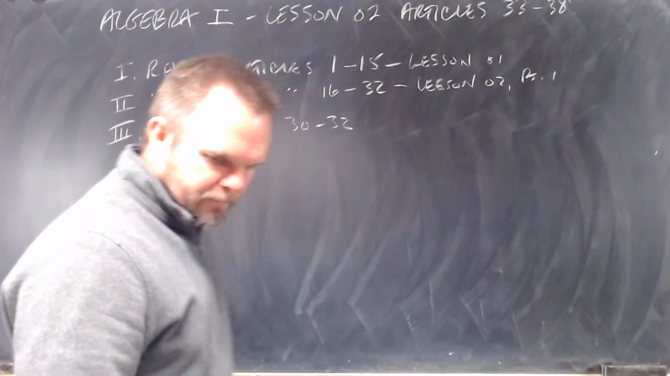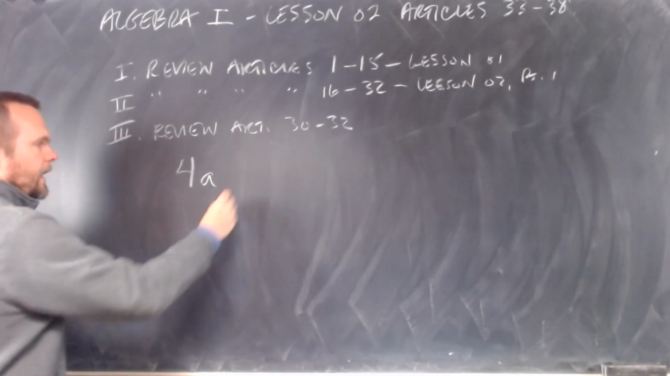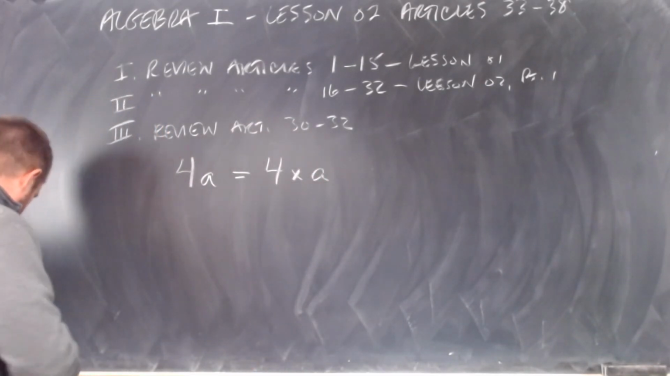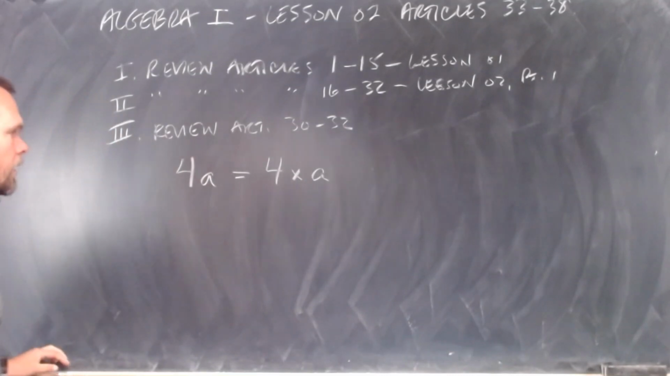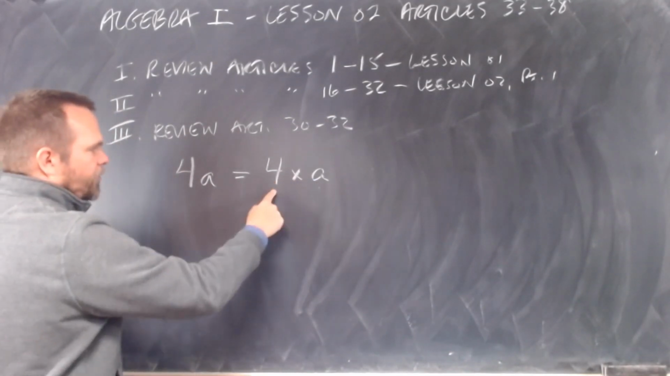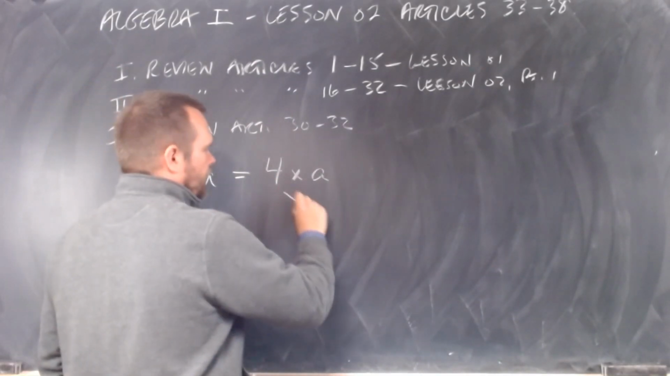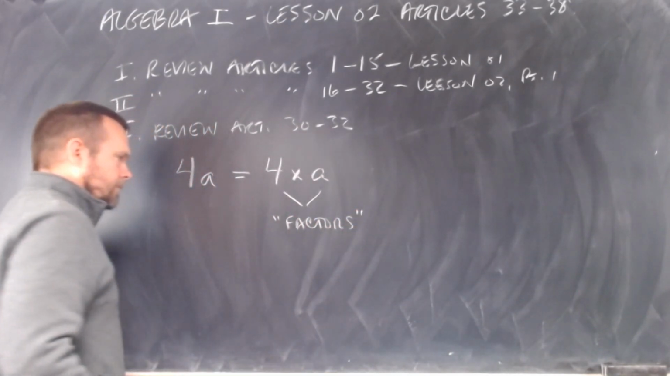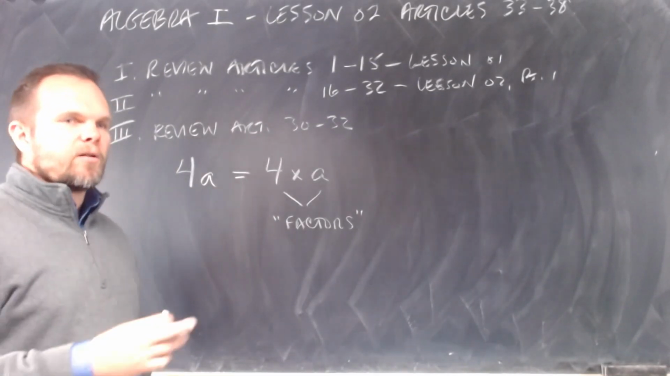So if I have the quantity 4a, it is equal to 4 times a. Right? 4a is equal to 4 times a. We say that these two quantities, 4 and a, are being multiplied together, and therefore they're called factors. Any quantities multiplied together are called factors.